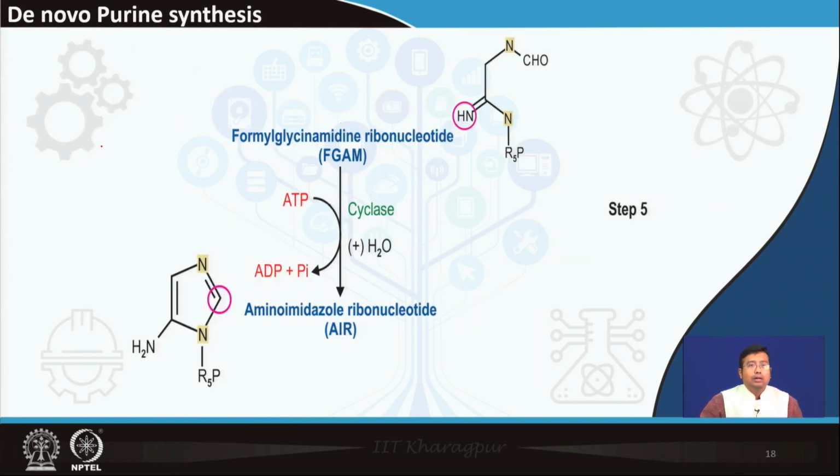Next, what happens? There is a ring closure, right. So, all the 5 components of the pentagon are being attributed. With the help of a cyclase enzyme, there is a ring closure and FGM is transformed into aminoimidazole ribonucleotide. So, now we have got a pentagon loaded on ribose 5-phosphate. So, we are halfway. We need another few steps by which the entire 6 molecule ring can be formed.